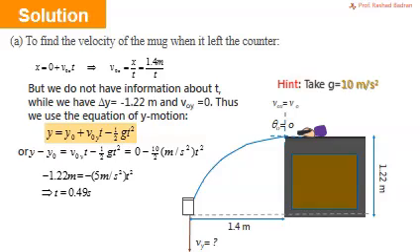Then from here we can get t, which is the time of flight, it's just 0.5 second. If we substitute this t here, because the time on the x-axis is the same as that on the y-axis, and then we will get this much, 2.86. That is the magnitude of the initial velocity of the mug.